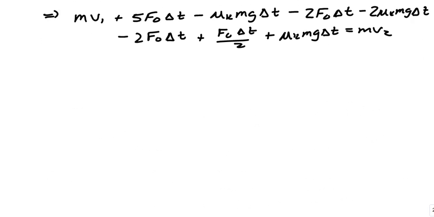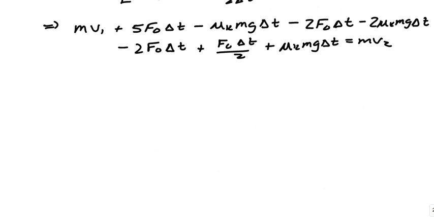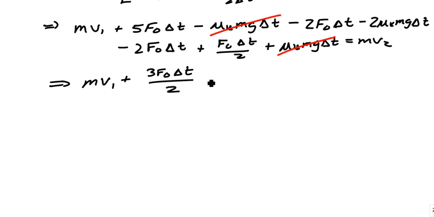Oops, pardon me here, let me pan back up. If I look at my math carefully here, you'll note that this term and this term are going to cancel out. And so what I'm going to be left with is m times v1. I have 5 minus 2 minus 2, which is 1, plus 1, so I have plus 3 F naught delta t over 2, minus 2 times mu k times m g times delta t, is going to equal m times v2.